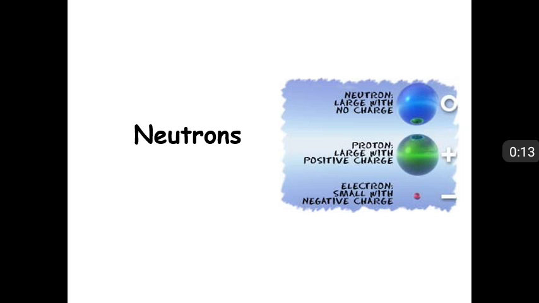Hello everyone. Today we will read about neutrons. So you can see here three types of particles are there, that is neutron, proton and electron. Neutrons are large with no charge, protons are large with positive charge and electrons are small with negative charge.